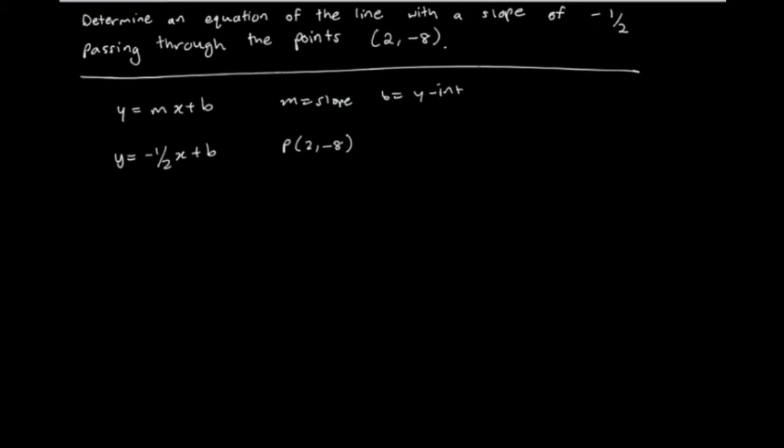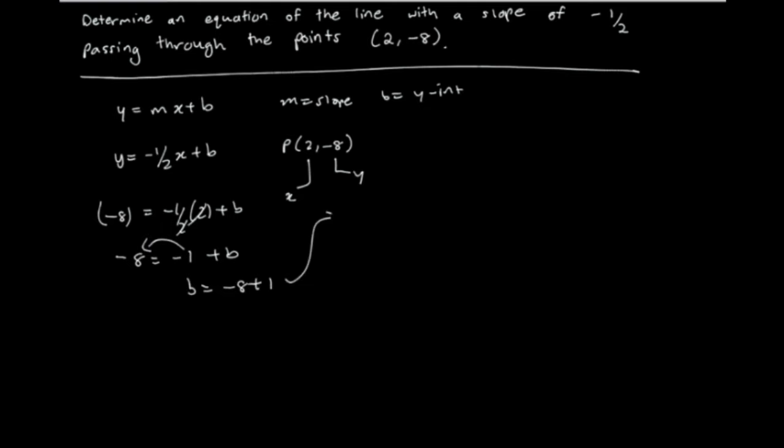So if I substitute this point in, the y value is -8 and the x value is 2. If I plug this in, you get -8 = -1/2 times 2 plus b, and then this cancels out, and -8 = -1 + b. Move the -1 to the other side. b is -8 + 1, which is -7. So if b is -7, that's my y-intercept. The equation of my line is y = -1/2 x - 7. Okay, that's it.